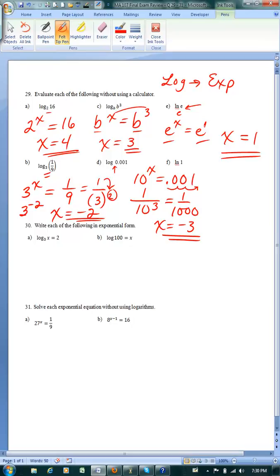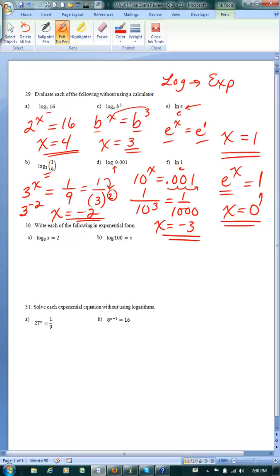All right, letter F. This time again, the base is e. So e raised to the x equals 1. The only exponent on any non-zero item that will create 1 is 0. So an exponent of 0 creates 1.